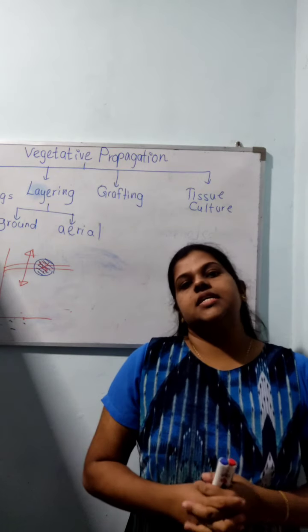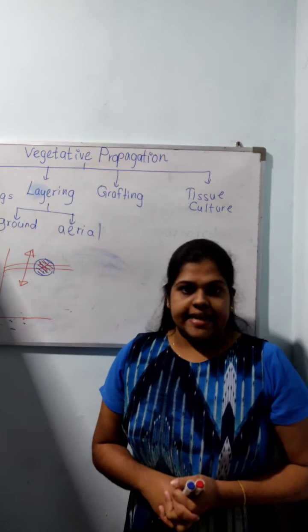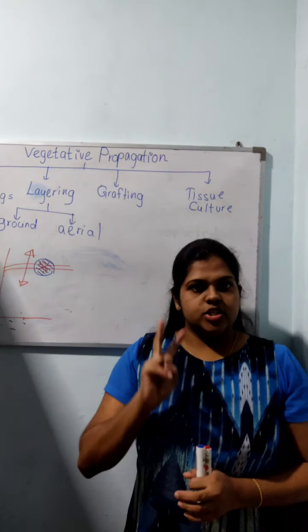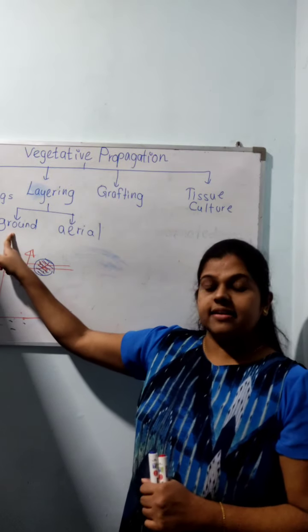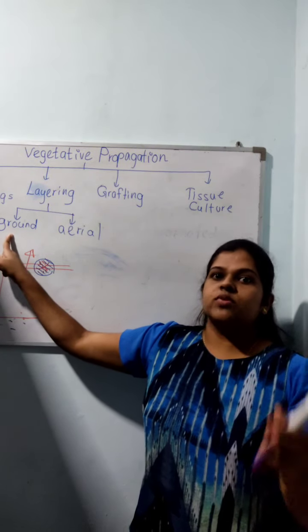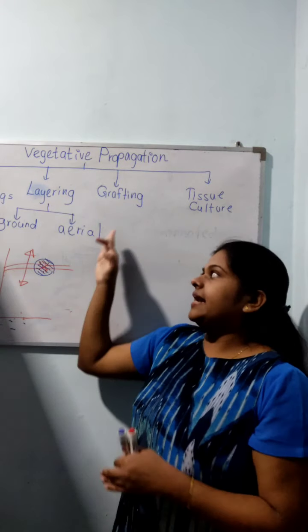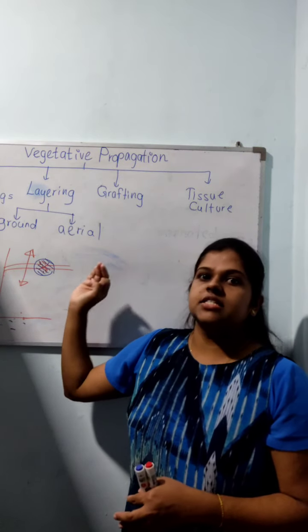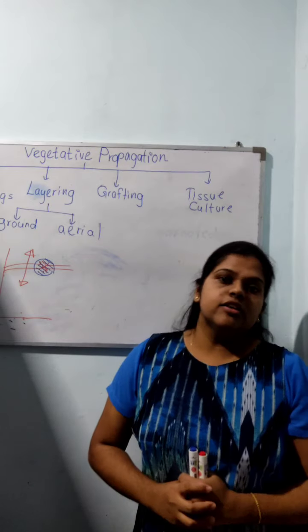So this procedure is what we call layering. Layering can be done in two ways: ground layering, for the stems which are very close to the soil, and aerial layering, for the branches which are somewhat higher from the soil.